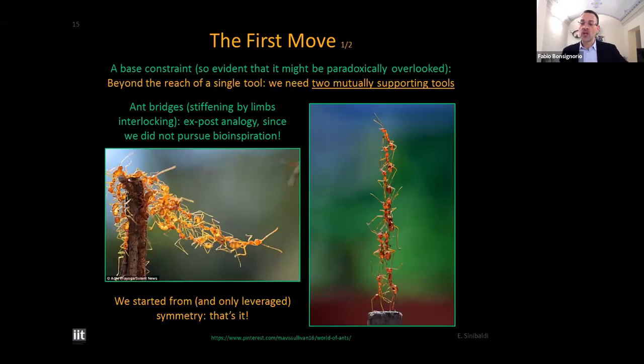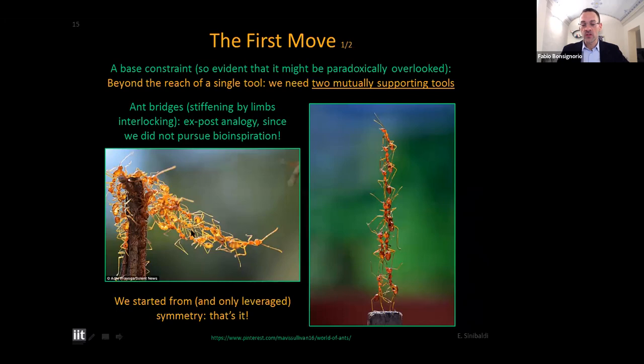And which was the first move? Well, it was clear to me at the very beginning that for a flexible tool, this was beyond the reach of a single tool. So we need at least a couple of tools. And the idea was to have two mutually supporting tools. I started from symmetry, and I only considered symmetry for the entire development. So this baby was born based on just an abstraction. However, you may wonder why I inserted this picture here. Because just at the end, when the problem was solved, I found this picture, and maybe it can provide an exposed analogy of what two mutually supporting tools might be.